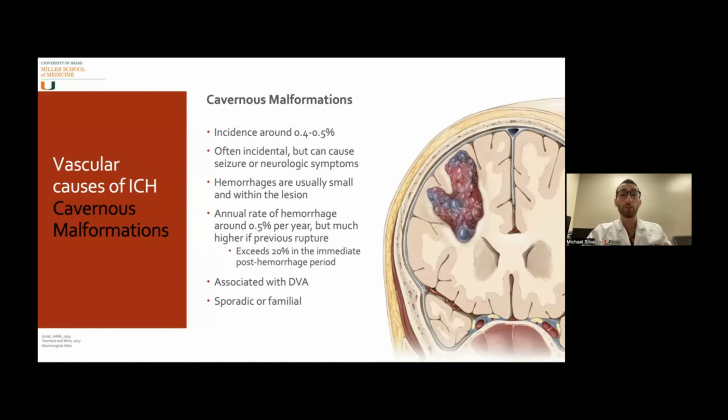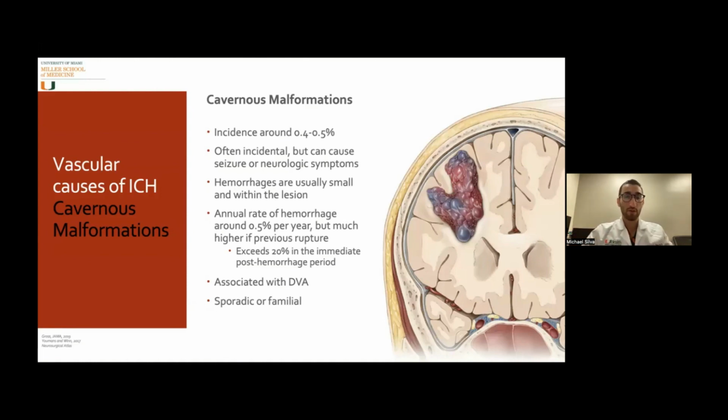Cavernous malformations have an incidence around 0.4 or 0.5%. These are often incidental, but can cause seizure or neurologic symptoms. The hemorrhages are typically small and typically within the lesion itself. These hemorrhage at a rate of about 0.5 per year, but the rate can be higher if there's been a previous rupture of the lesion, and it in fact can exceed 20% in the immediate post-hemorrhage period.